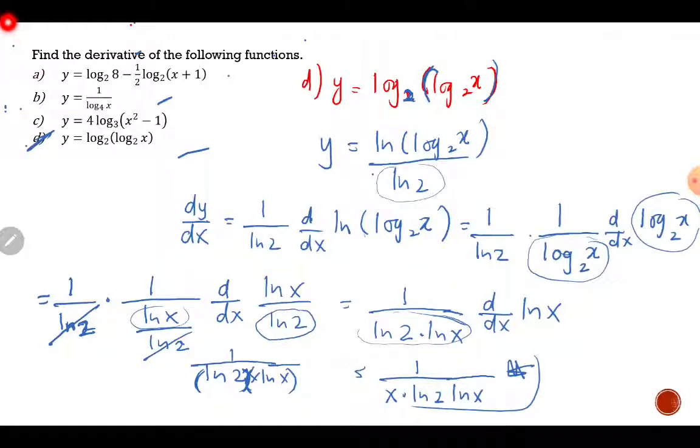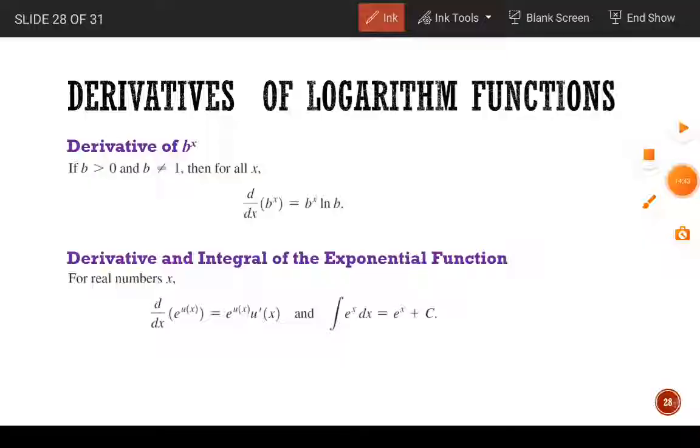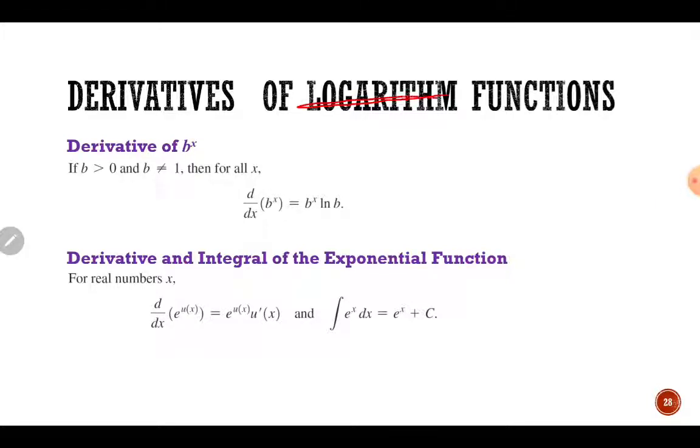Okay, so now let's proceed to the next one. Okay, the next one is actually not a logarithm function. This is actually exponential. Please make a correction, I forgot to edit the notes earlier. This is exponential. Like before we had log or ln. Now we're talking about b power of x.